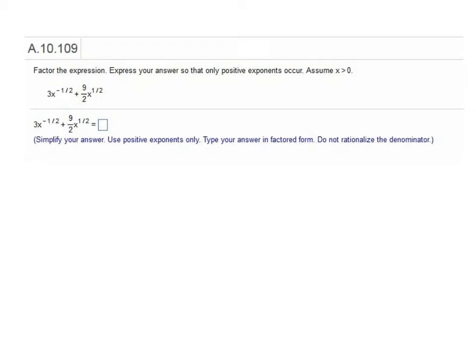Here's a problem from your Chapter R homework. It's number 11 in this assignment this semester. Is it number 11? Yes, number 11, sorry. We're asked to factor this expression: 3x to the negative 1/2 plus 9/2 times x to the 1/2.